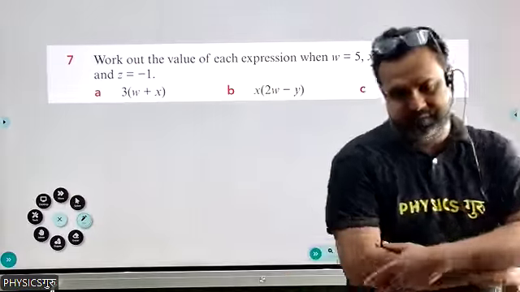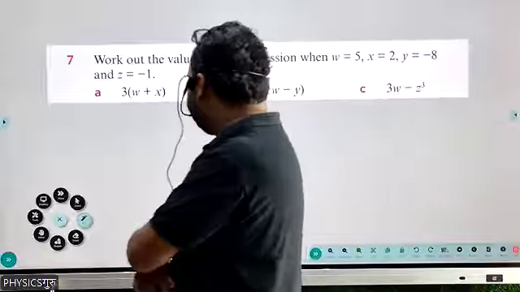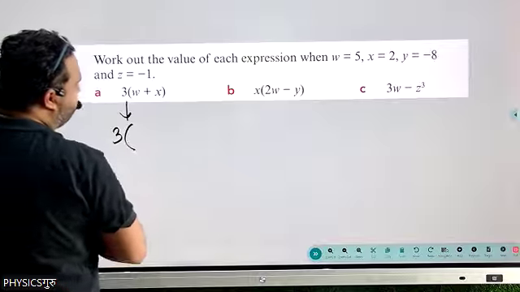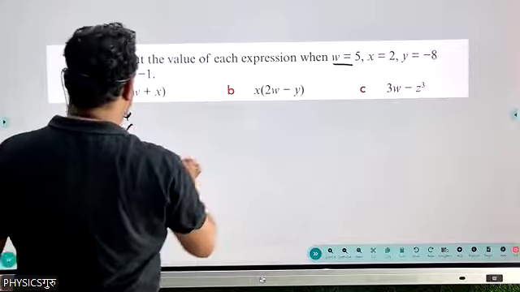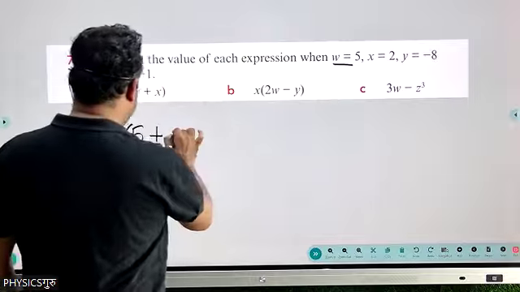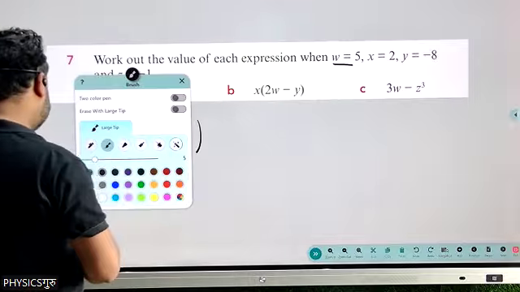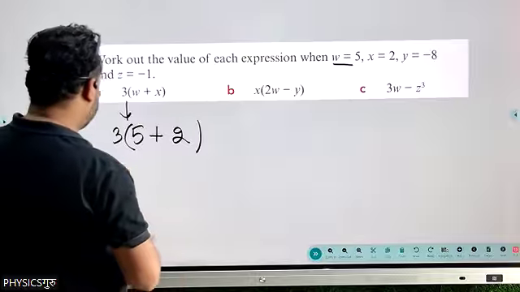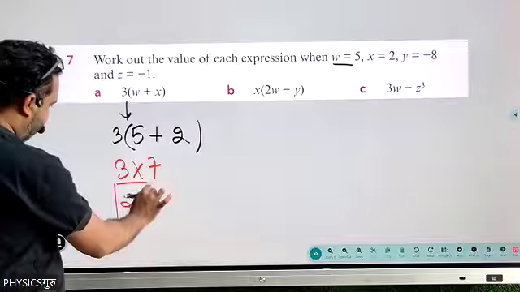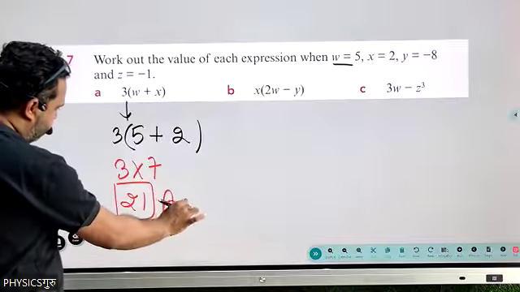Now first one. It is 3 times (W plus X). What is the value of W? W is basically 5. What is the value of X? X is 2. So 3 times (5 plus 2), which is 7. So 7 threes are 21.